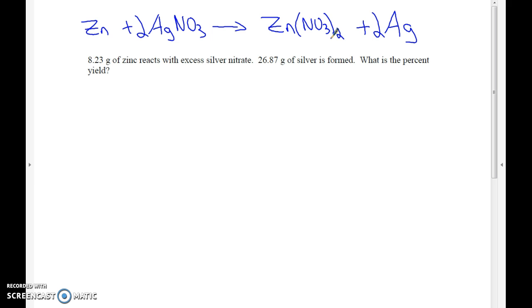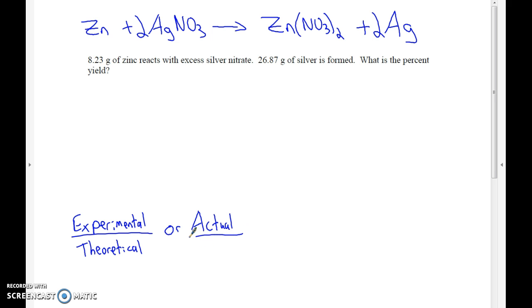Now it is asking us to calculate percent yield. So what we have to do is figure out how do we calculate percent yield. And what you do is you take the experimental yield and divide that by the theoretical yield. Now some other ways you might hear it or see it is instead of experimental they might use the word actual, and instead of theoretical they might use the word expected. It's really telling you all the same thing though.